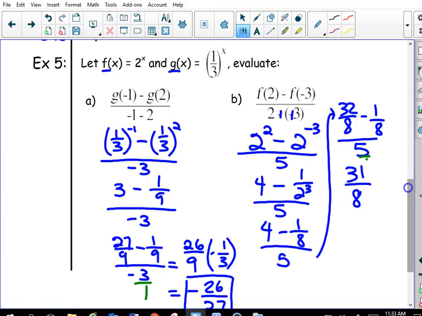And now I'm going to do the division step. And I get 31 over 40. I noticed when I was doing the problems on the quiz, some of these fractions get just really big in the numerator and denominator. But the other thing I noticed is that the numerator and denominator numbers are fairly close to each other.